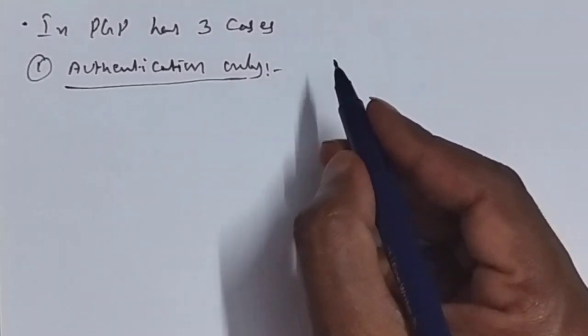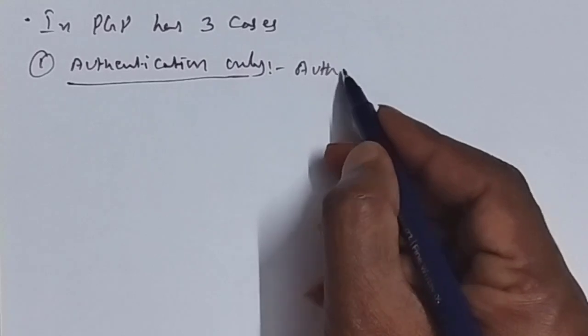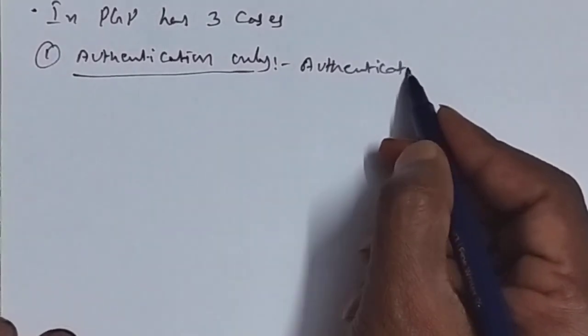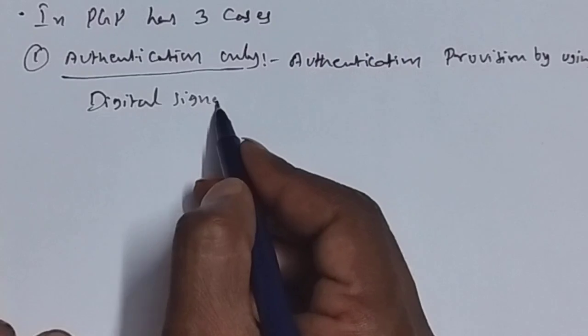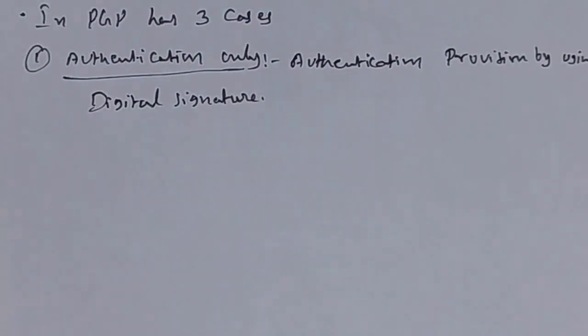Authentication is provided by using digital signatures only. What is the diagram for this one? Here is the diagram in case 1.